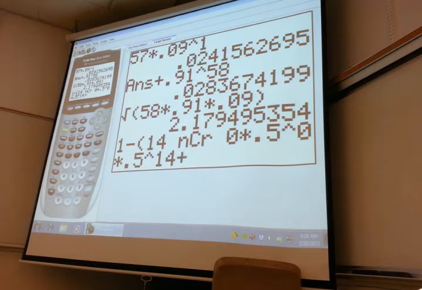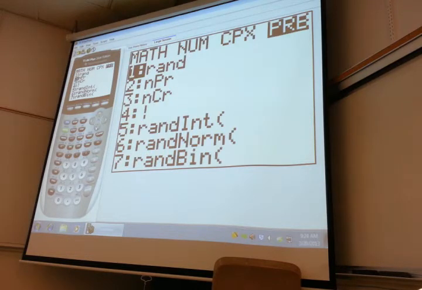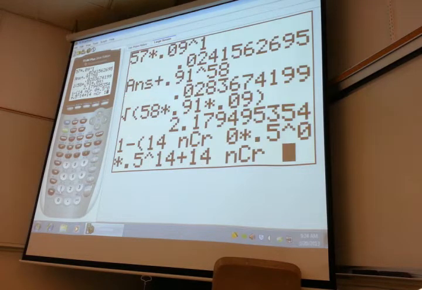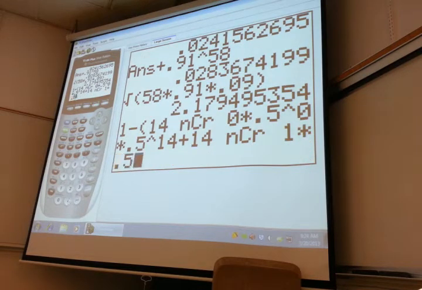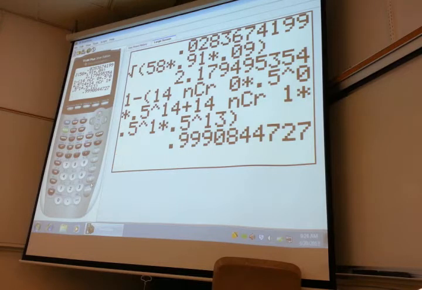Plus, now notice I put this parenthesis in there, right? Because 1 minus the sum of these 2, plus 14 choose 1. This is for the probability of one head times 0.5 to the first times 0.5 to the 13th. I'm really putting more in than I need to, but just so I can see the whole formula up there. And so I get 0.9991 basically.